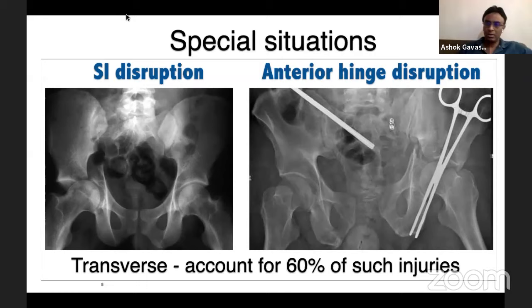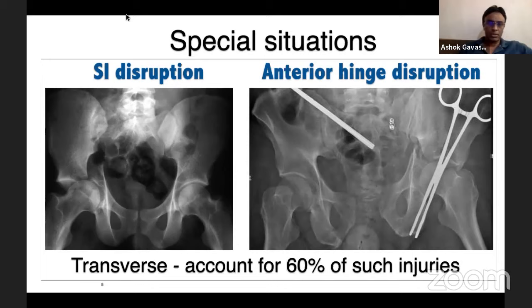Another situation would be where the anterior hinge is disrupted. This can happen when you have a symphyseal disruption or a fracture of the contralateral pubic ramus. In this case, you do not have an anterior hinge that is intact on which basis you can derotate your ischiopubic segment. So in these cases, you need to again fix the anterior pelvic ring first before going again with reduction of the transverse fracture.